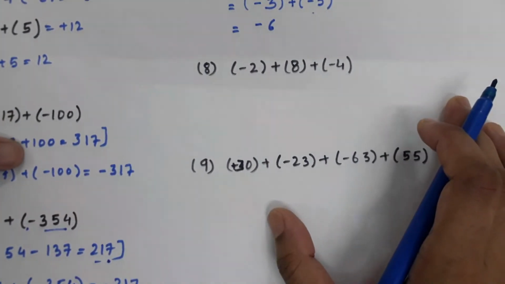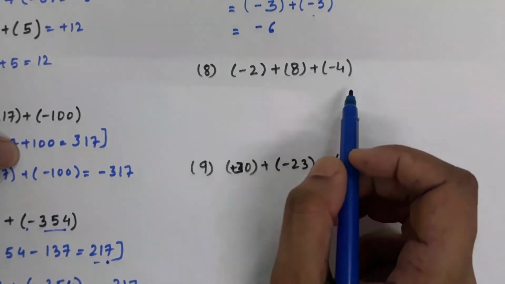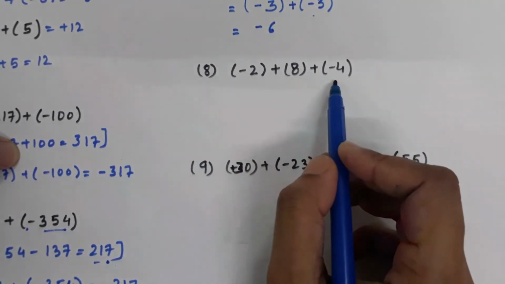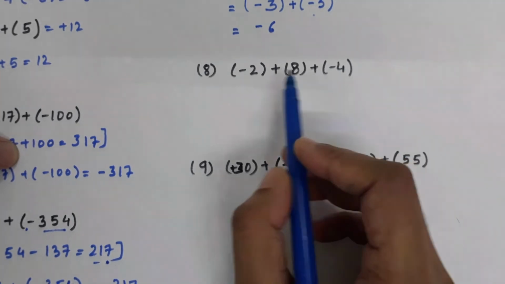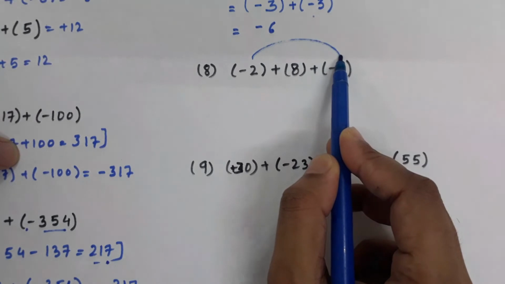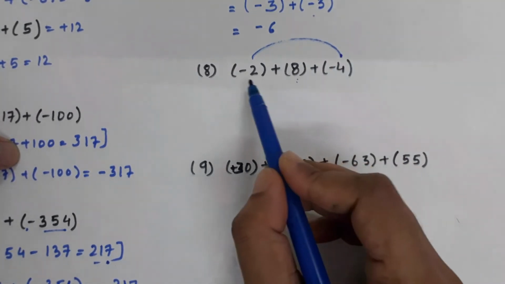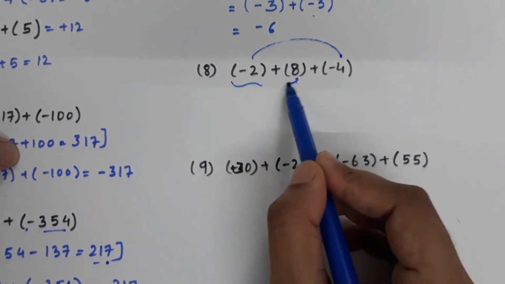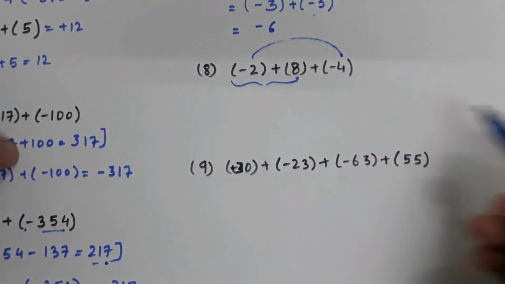Okay, now the next one. Here you can solve it in any way. Two integers are negative and one is positive, so we can add in any way. You can first do minus 2 minus 4, and whatever answer you're getting, do with positive 8, or you can go for the first two integers and then solve with the third. It's your wish.